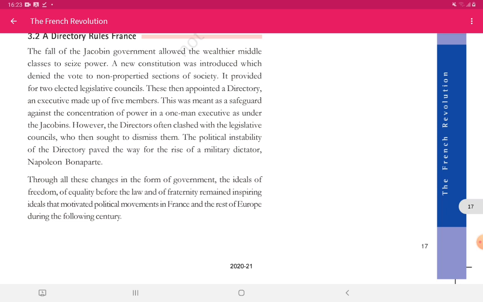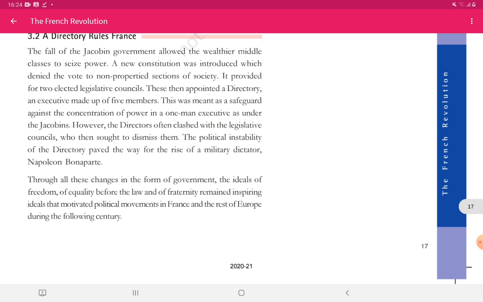The political instability of the Directory paved the way for the rise of the military dictator Napoleon Bonaparte. Because of these several clashes between the directors and the legislative councils, another leader who comes our way is Napoleon Bonaparte, and now his rise. Through all these changes in the form of government, the ideals of freedom, of equality before the law, and of fraternity remained inspiring ideals that motivated political movements in France and the rest of Europe during the following century.